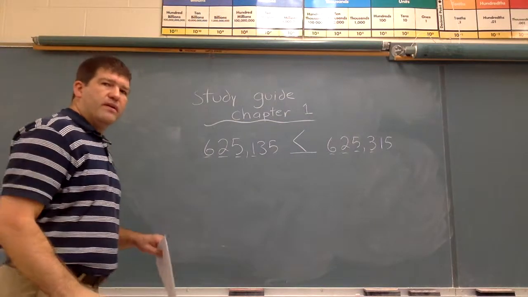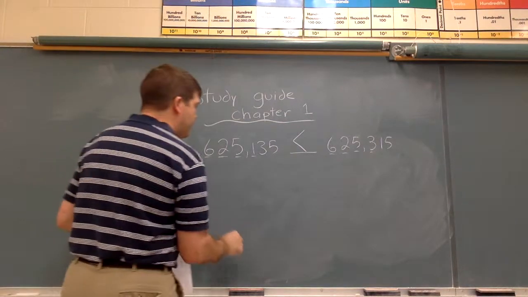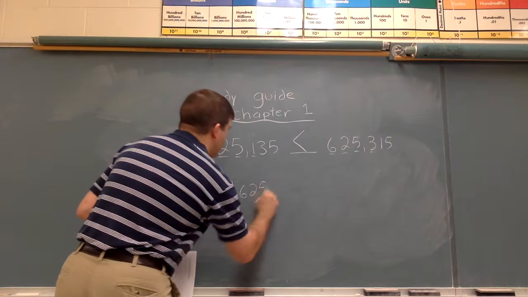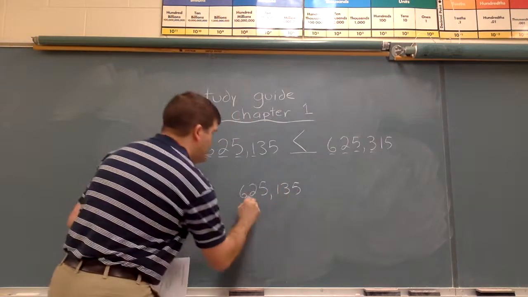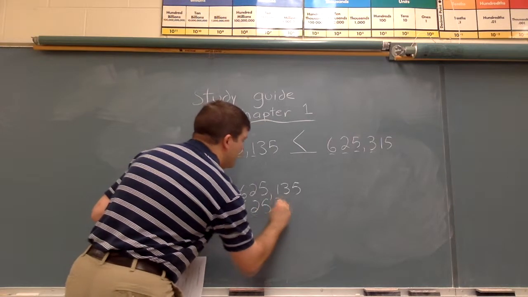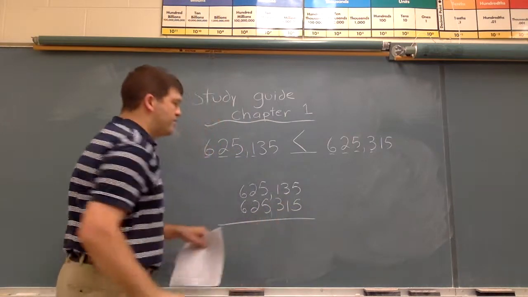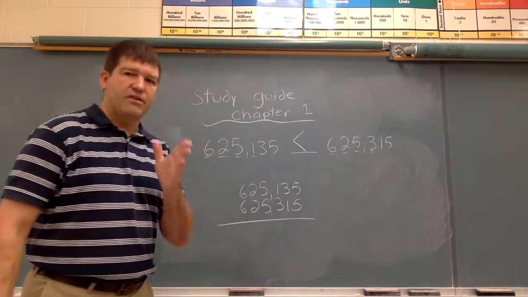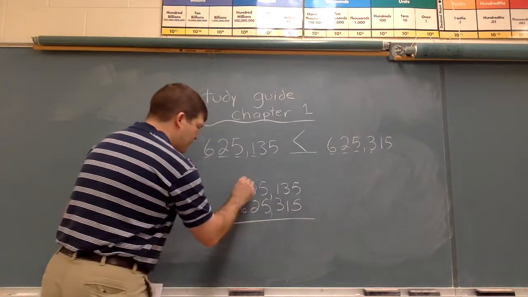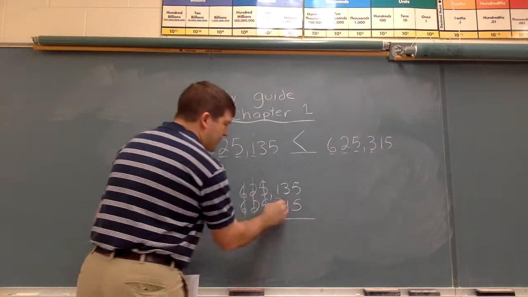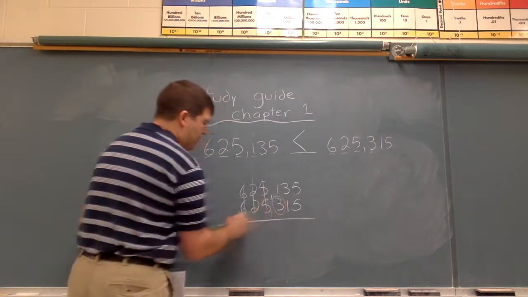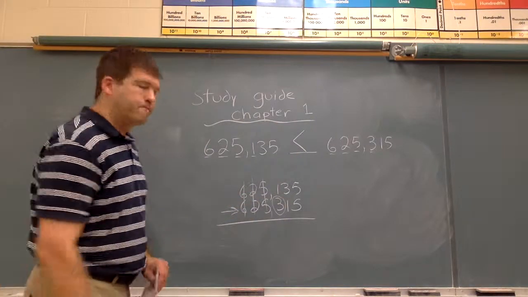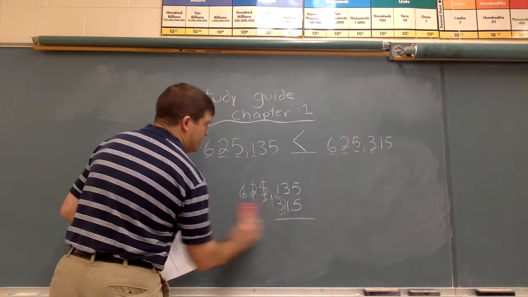You can do it that way, or you can stack them on top of each other and you'll be able to really easily see which one is greater. So if I stack them, I do 625,135, 625,315. I make sure the ones are lined up, the tens, the hundreds, the thousands, 10,000s, and 100,000s. They're all perfectly lined up. And I go over here, same, same, same, different. This one is more, so that number is greater, just like what I showed up here. Okay, let's go to number 8.